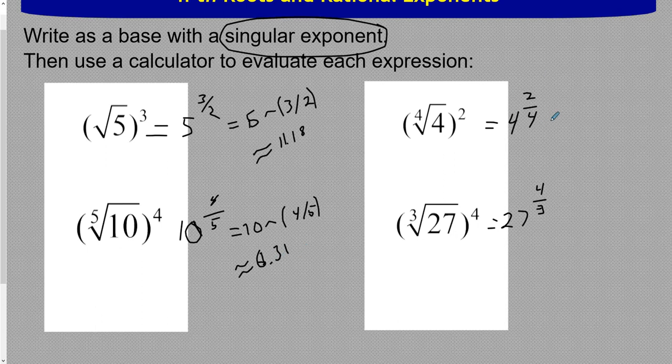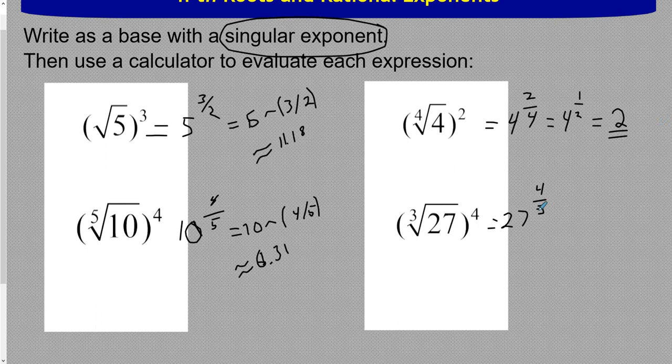Now over here we can simplify a little bit before we use the calculator. 2/4 is just 1/2, so that's just 4 to the 1/2, which means the square root of 4. Well, what's the square root of 4? It's got to be 2, right?